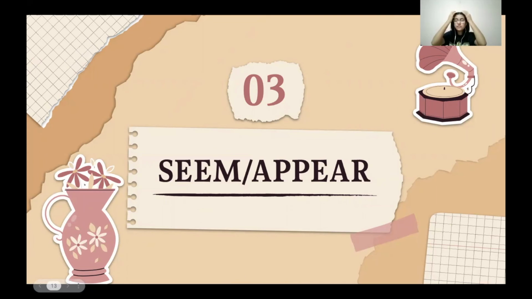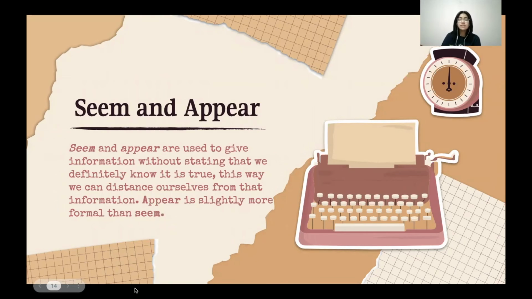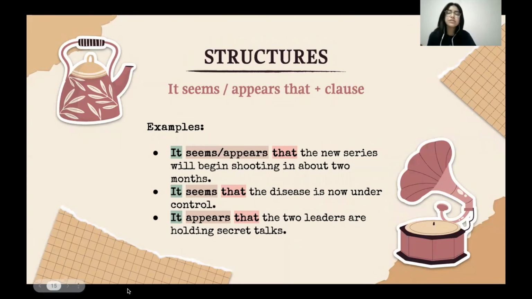Now I'm going to explain the seem and appear verbs. We use seem and appear to give information without saying that we definitely know it's true. In this way, we can distance ourselves from that information. And it is said that appear is more formal than seem. Now I'm going to explain the structures.